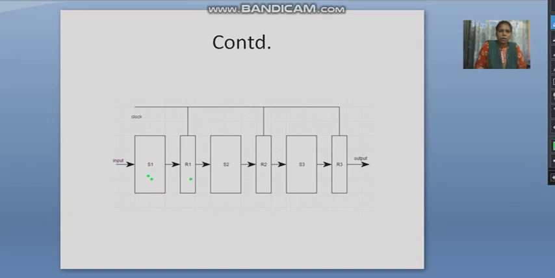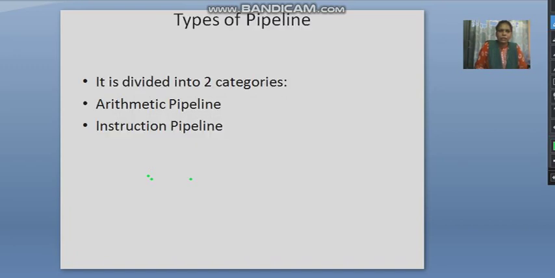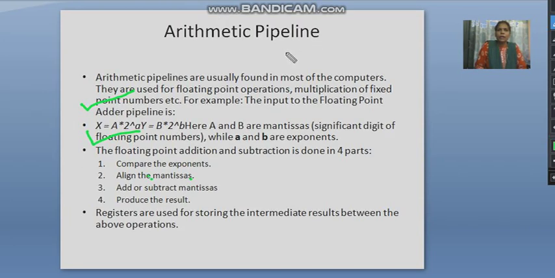Now we have seen what a pipeline is. Types of pipelines are divided into two categories: arithmetic pipeline and instruction pipeline. Arithmetic pipelines are usually found in most computers. They are used for floating point operations and multiplication of fixed point numbers.